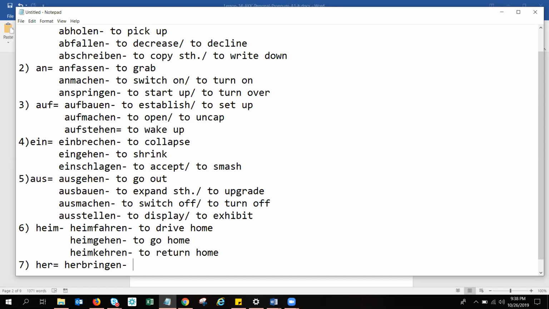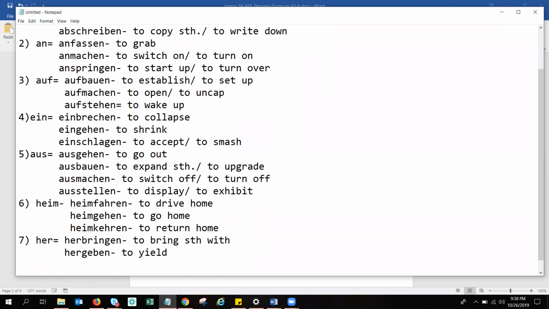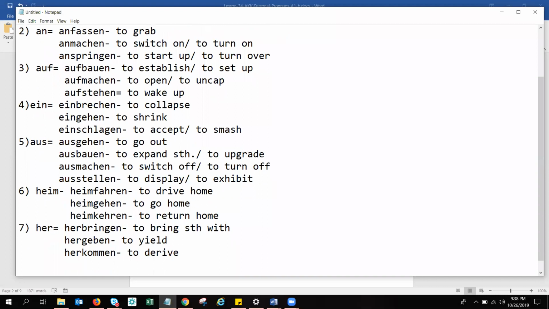So don't get confused, you can use any verb. Mostly German people use mitbringen, not herbringen. Okay, so it has the same meaning, to bring something with. And next is hergeben. Hergeben is to yield. Next we have herkommen. There is one mostly used verb, herkommen. Herkommen is to derive something.